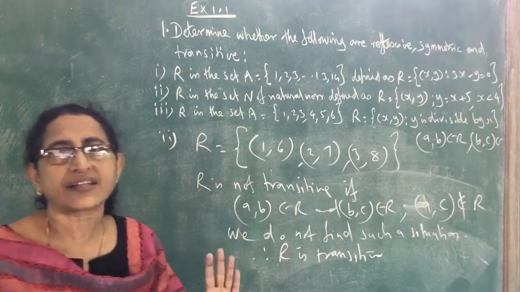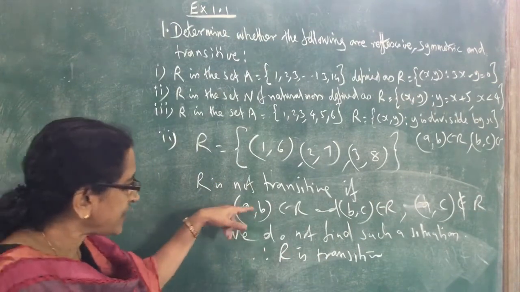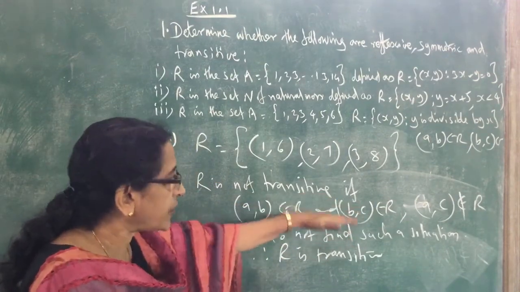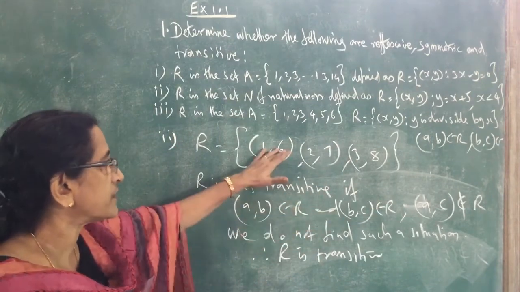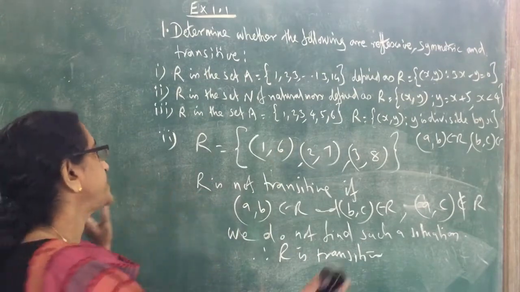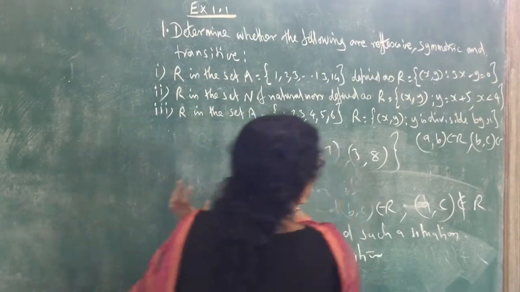Only if (a, b) belongs to R and (b, c) belongs to R and (a, c) does not belong to R, then we can say it is not transitive. Only if these two elements are there, then (a, c) should be there. Here, there is no such situation. Therefore, it is a transitive relation. Now, consider the next one.